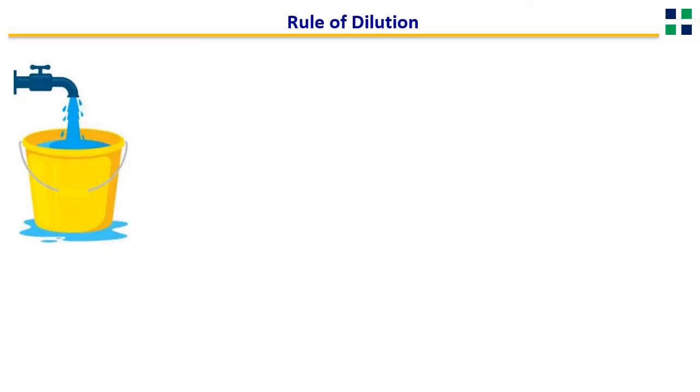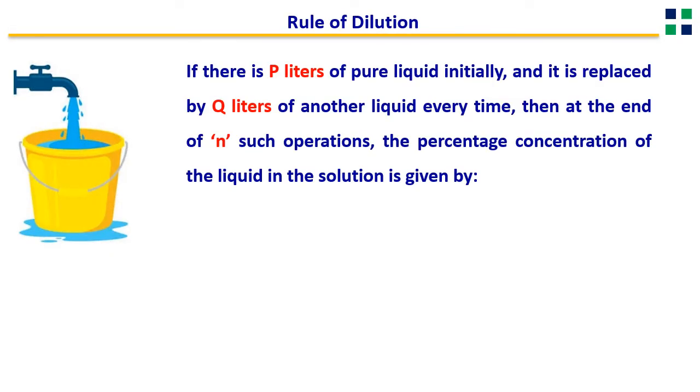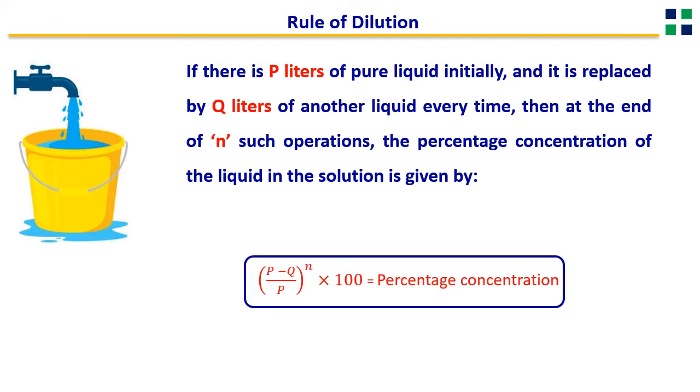Rule of dilution. Suppose there is P liters of pure liquid initially and it is replaced by Q liters of another liquid every time, then at the end of n such operations, the percentage concentration of liquid in the solution is given by this expression: (P minus Q) by P, to the power of n, into 100, is the remaining concentration of the solution.